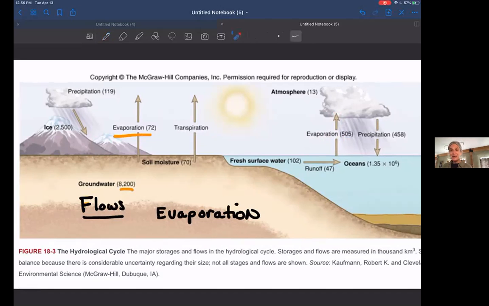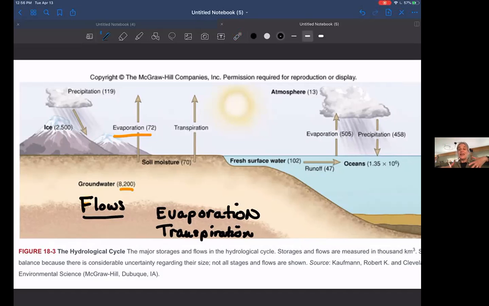So about 90% of our water, of our clouds, comes from ocean water that is evaporated. About 10% of it comes from what is called transpiration. So when we look at transpiration, this is the process by which plants move the water up into their roots and then out through their leaves.